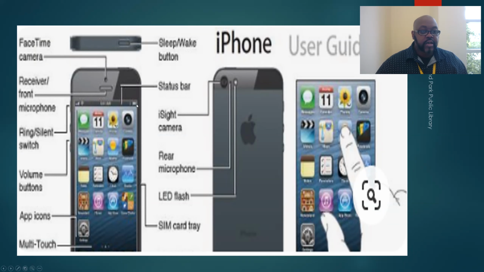And your status bar, as you can see up here, would be down here on the front, the top. This whole line across here will be your status bar. Then you have your ring and silence, which still is on that side. You have your volume up and down button. You have your app icons on there, and it's just a basic view of the regular iPhone itself. You got your SIM card tray. On the back, you have your rear microphone. You have your camera on the back, and your flash is also located there.